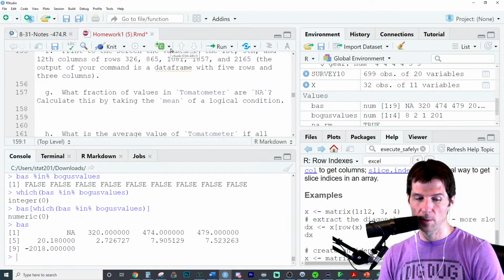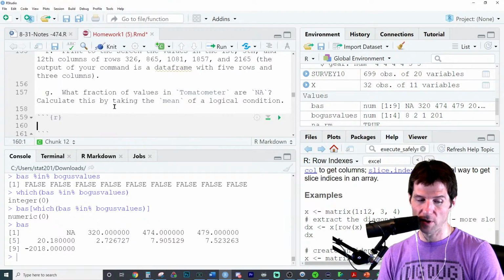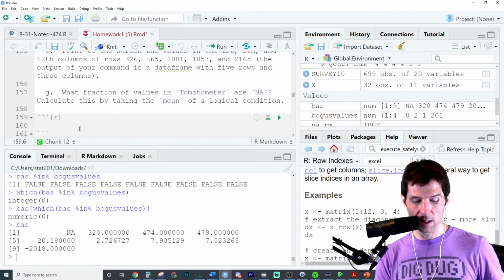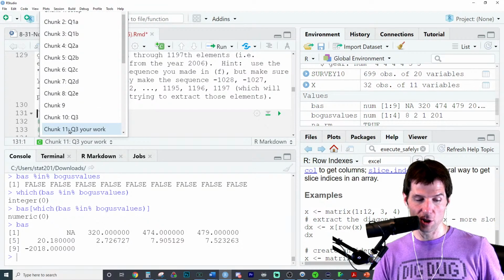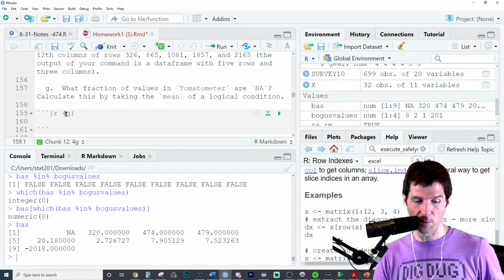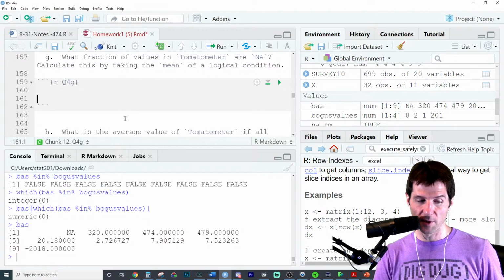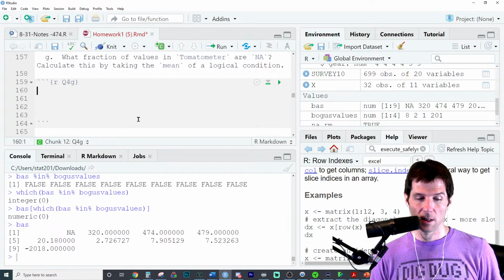I'm going to go right here and add a chunk. I like to do the chunks right next to where I'm working. I also like to name my chunks, that way if I ever want to go back to them, I can just find that 4G chunk. Let's call it Q4G. That's just a name for a chunk. Be very careful and make sure you don't break things.